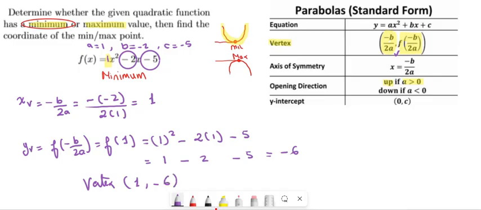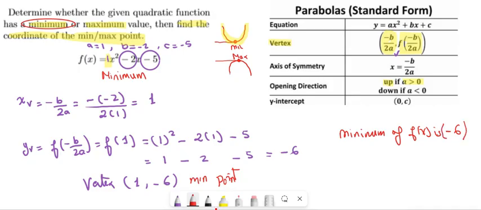Now, we didn't answer exactly the question, so they are looking to find the coordinate of the maximum or the minimum point. If you are looking for the coordinate of the maximum or minimum point, this is the minimum point, and you are all set. If you are looking for the maximum or the minimum value of the function, it will be only the y value. So the minimum value for the function will be minus 6. And that's all for this question.